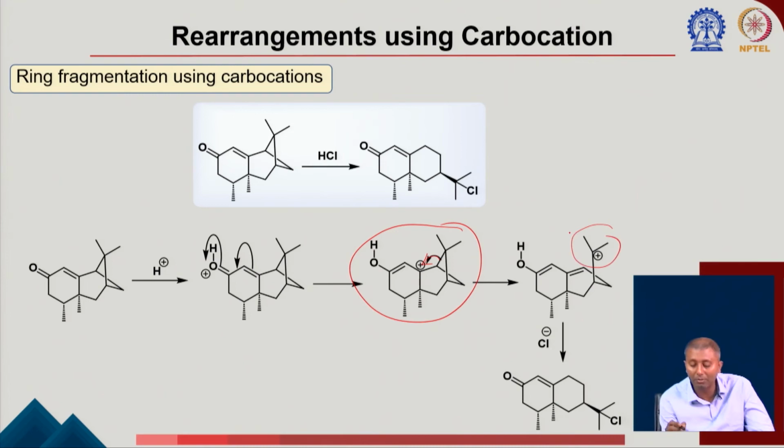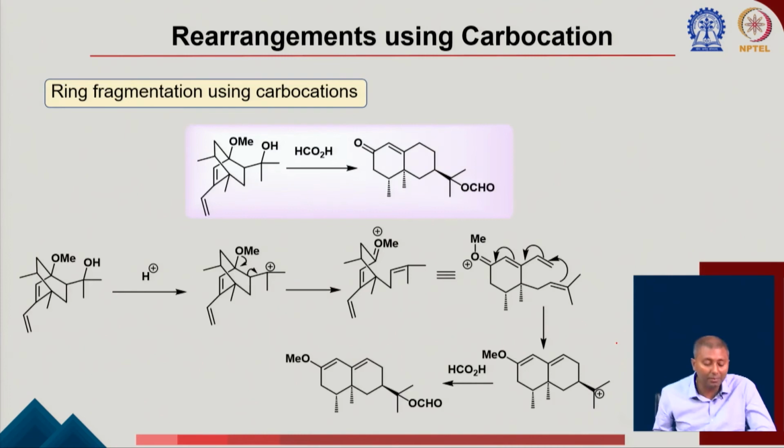Again, I think this will be a more stable carbocation, which can take this Cl minus to form the corresponding product. Because you can see this carbocation formation is happening at a position where there is a ring fusion, it will be very difficult to get planarity. That's why it will automatically go for this 1,2 shift to form this product. There is another example here.